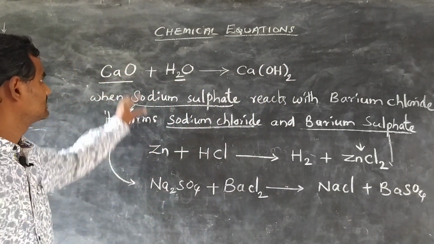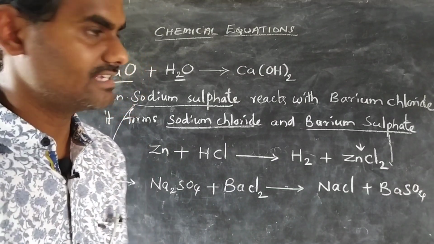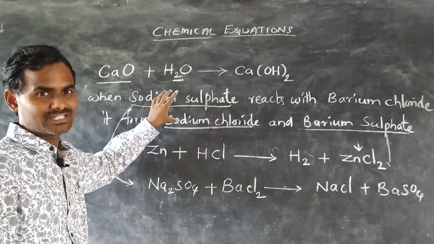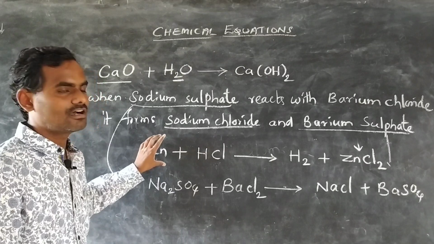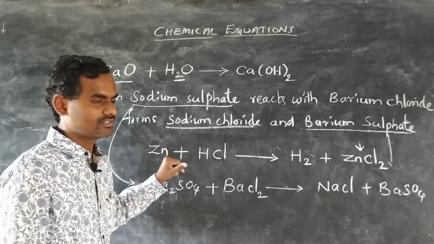So these three are the reactions which we studied in the previous class, and now we learnt how to write a chemical reaction by using symbols and formulas. These are chemical equations.